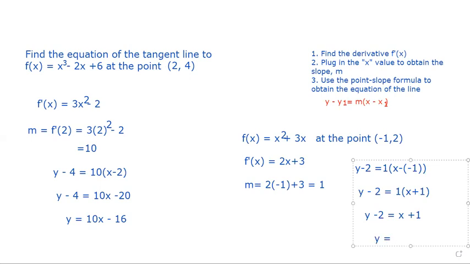And for our final step, of course, we need to add 2 to both sides. So that's going to be y is equal to x plus 3. So these are just two quick examples. I'm going to separate them. These are just two examples of how we find the tangent line. And that's one of the many applications that we can use for the derivative.